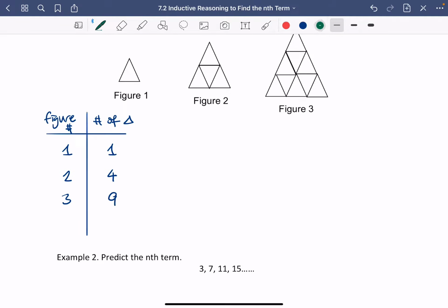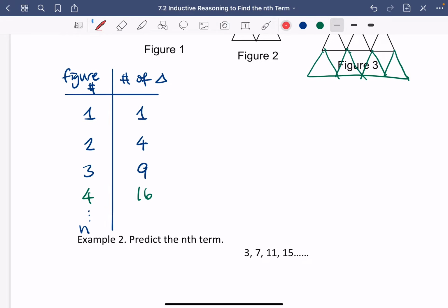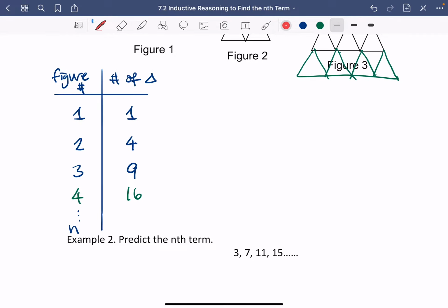And if you were to add one more figure 4, then how many triangles would you have? You have 9 plus 1, 2, 3, 4, 5, 6, 7. 9 plus 7, that will be 16. If you have the fourth figure, it would be 16 of them. So now the question is, how many triangles would you have for the nth figure? So just by analyzing the table, what do you guys notice?